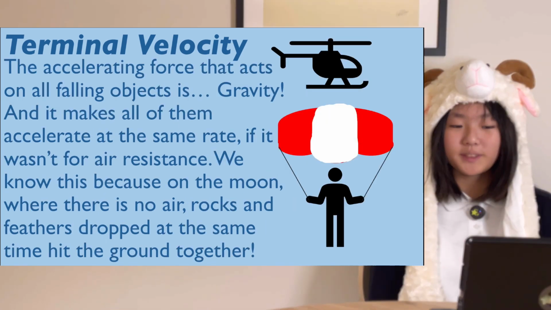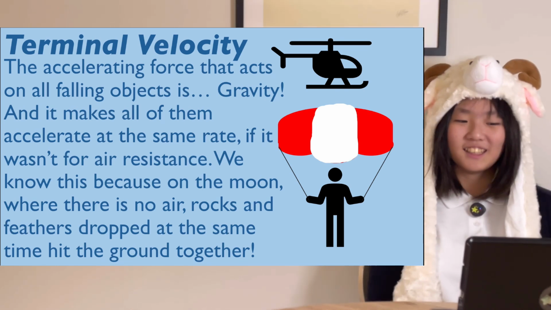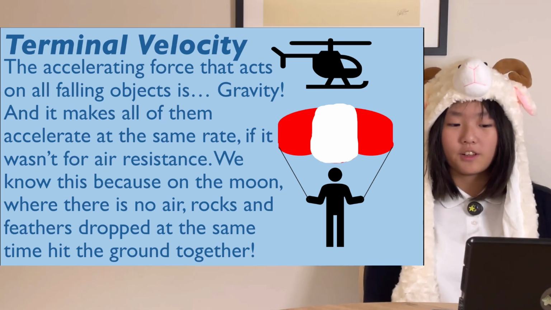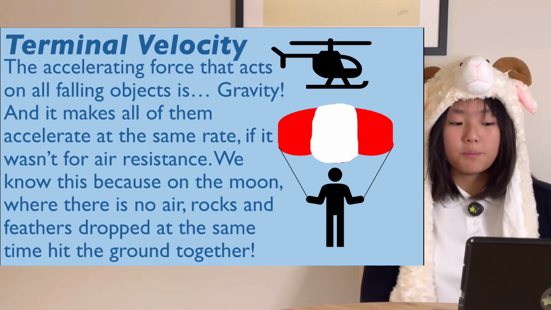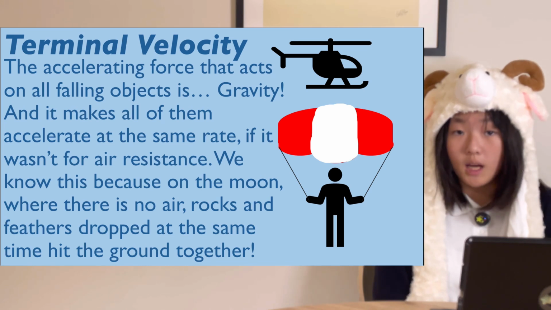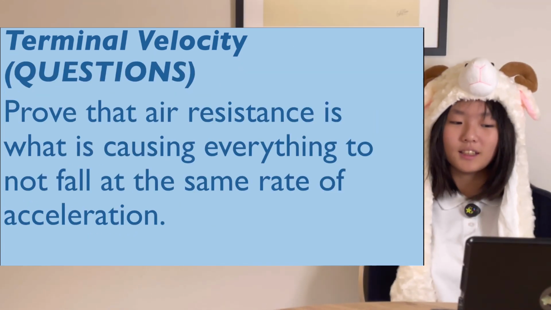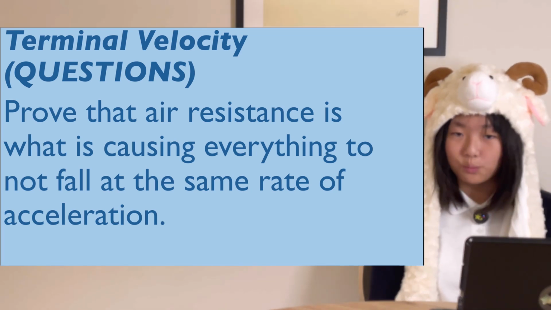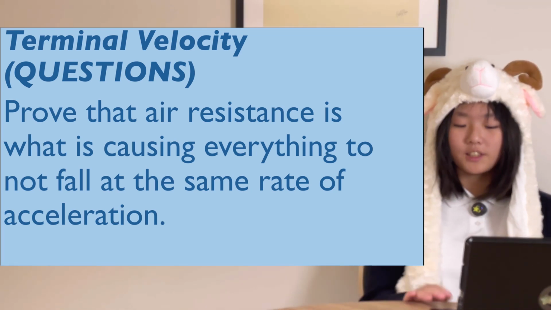The accelerating force that acts on all falling objects is gravity, and it makes all of them accelerate at the same rate if it wasn't for air resistance. We know this because on the moon, where there is no air, rocks and feathers dropped at the same time hit the ground together. I'll give you a few questions to test your understanding. Prove that air resistance is what is causing everything to not fall at the same rate of acceleration.